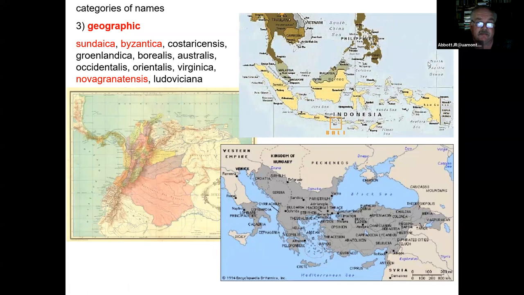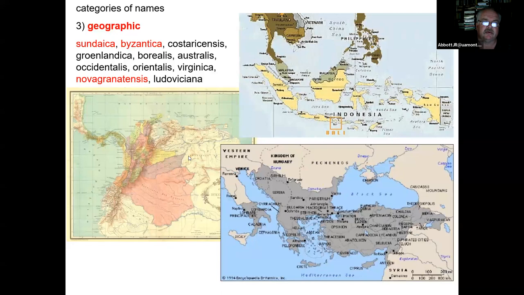Nueva Granadensis, Nueva Granada in Spanish. What does this mean? It means New Granada, right? Where was New Granada? Well, the picture to the left here shows you. New Granada was a big chunk of Central America. It was Colombia, Ecuador, down into parts of Peru and modern Brazil. And so Nueva Granada, New Granada, was that part of the world. So plants that have the name Nueva Granadensis on them came from that part of the world, right?